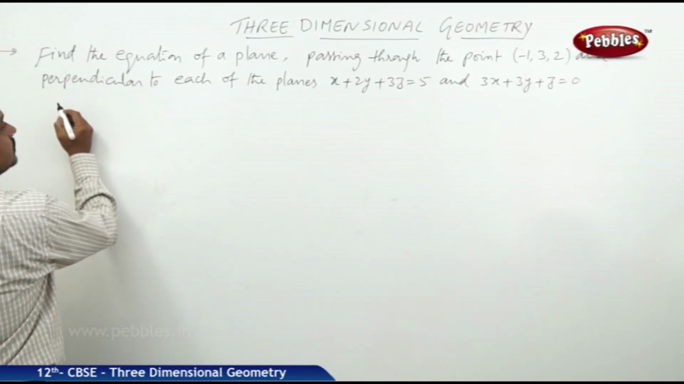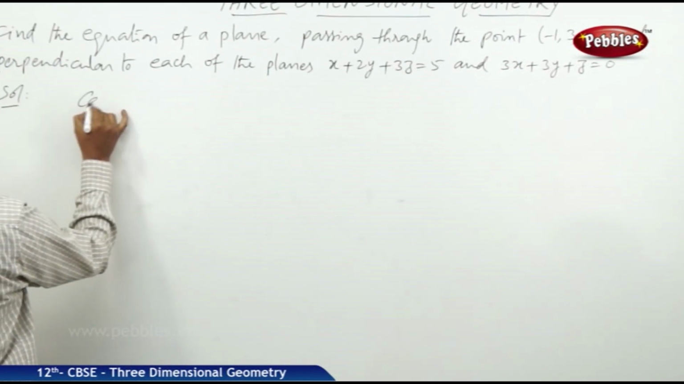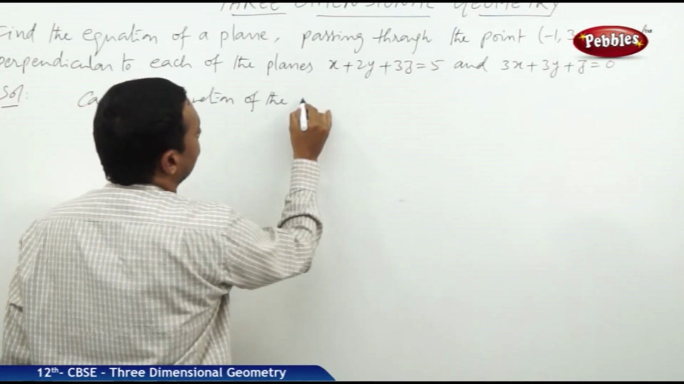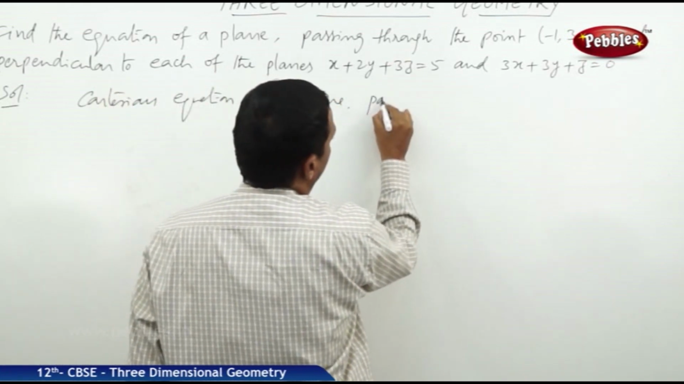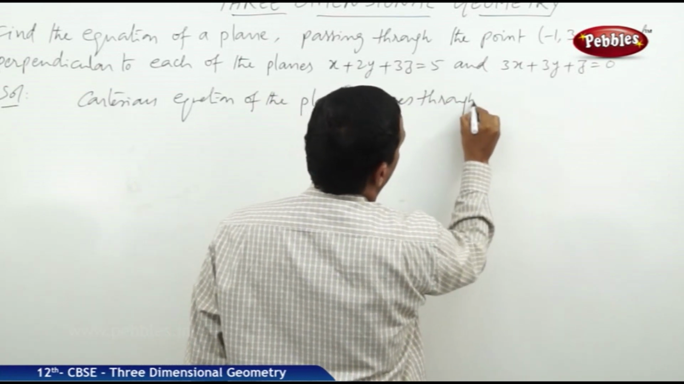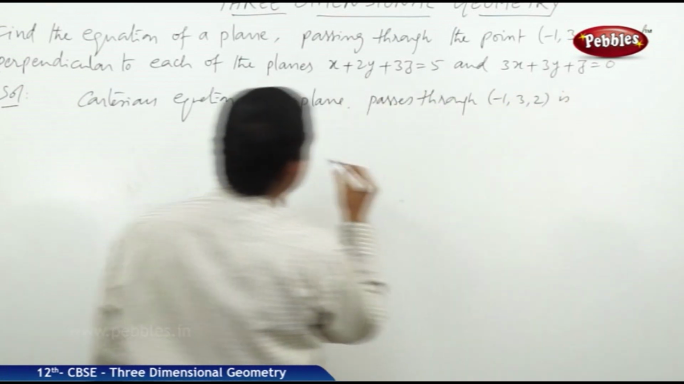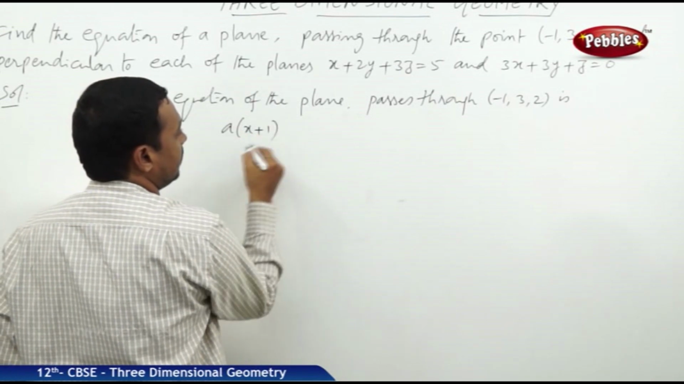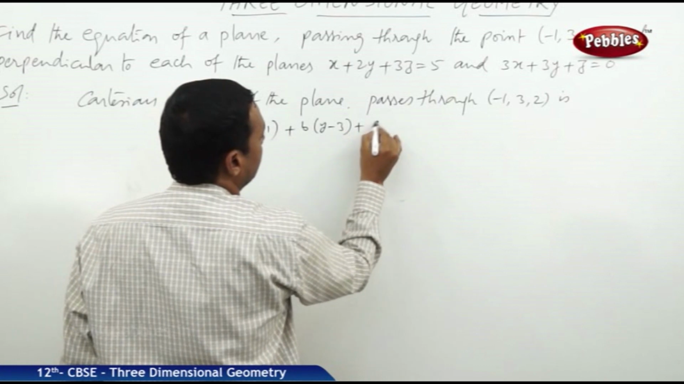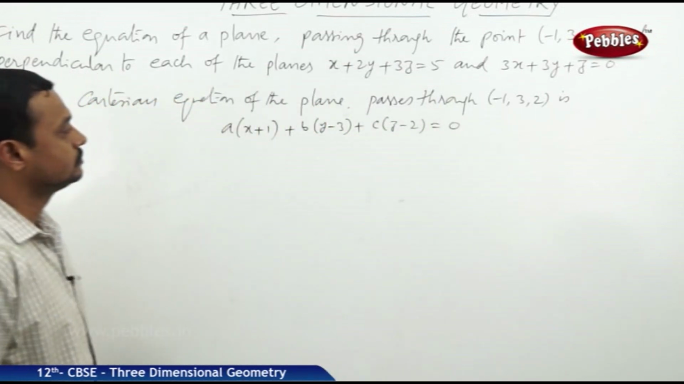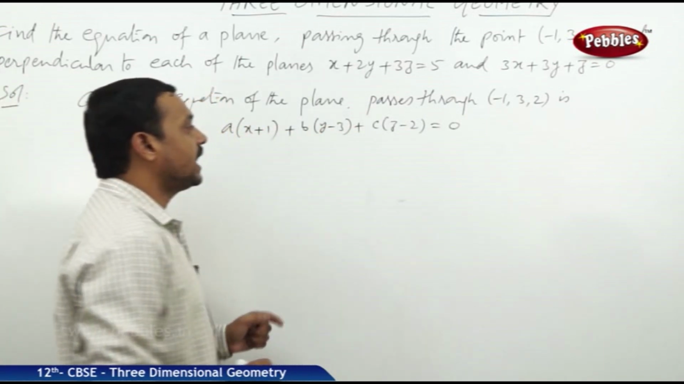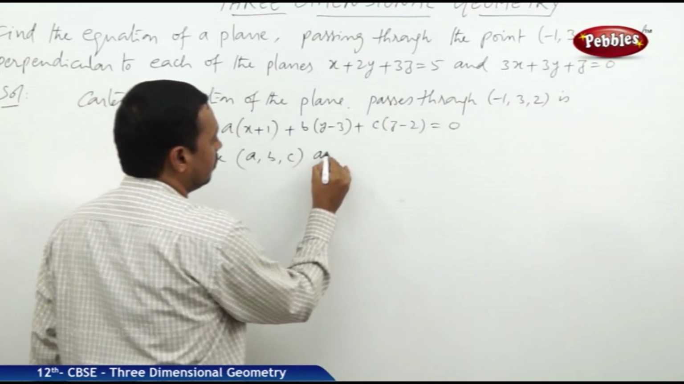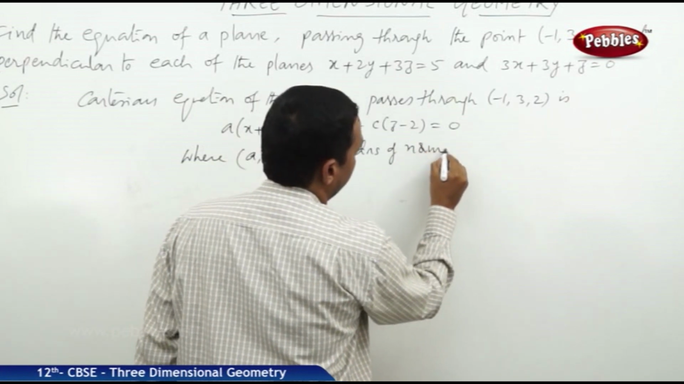So generally, the Cartesian equation of the plane which passes through the given point (minus 1, 3, 2) is a into (x minus x1), where x1 is minus 1, so it is x plus 1, plus b into (y minus 3) plus c into (z minus 2) equals 0, where a, b, c are the direction ratios of the normal to this plane.